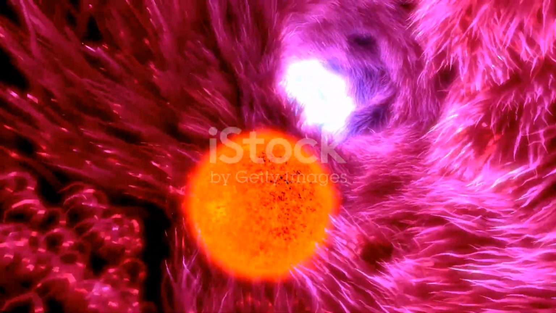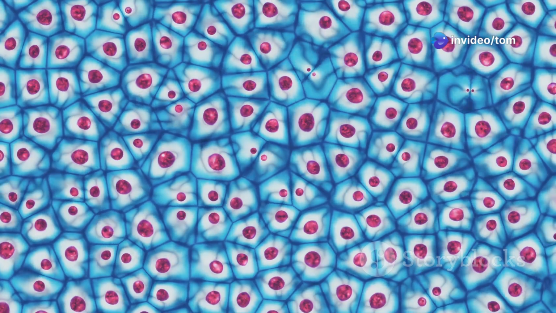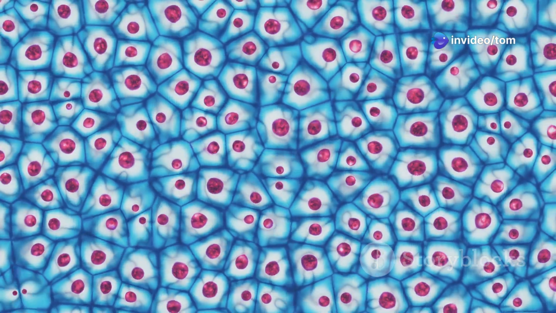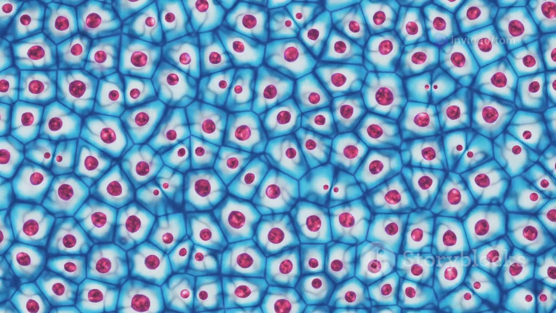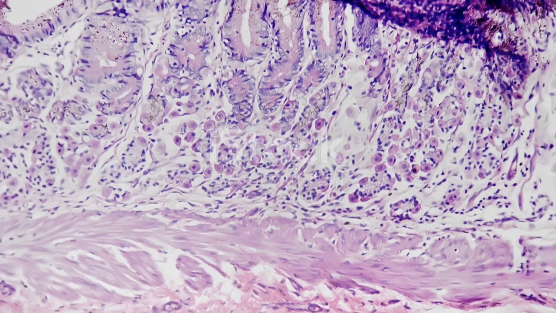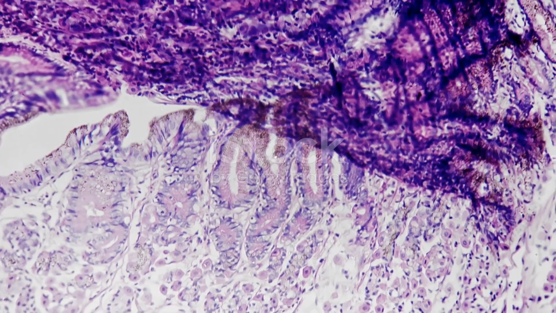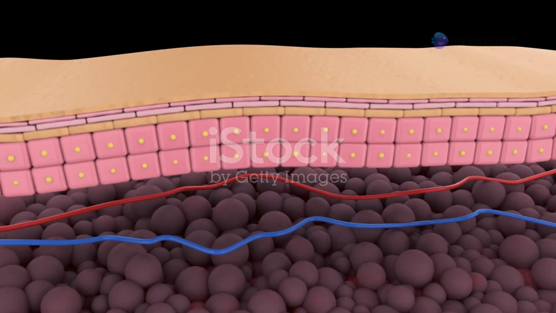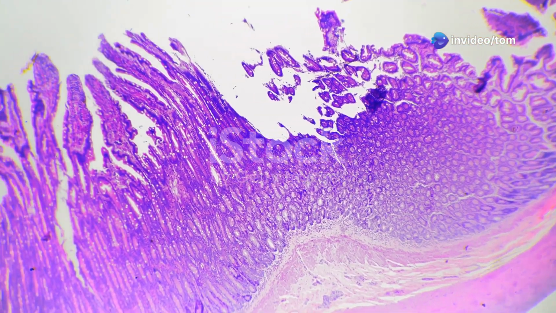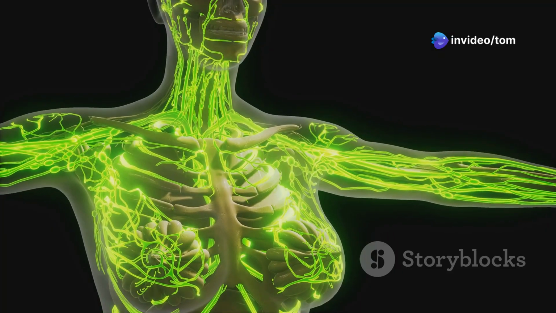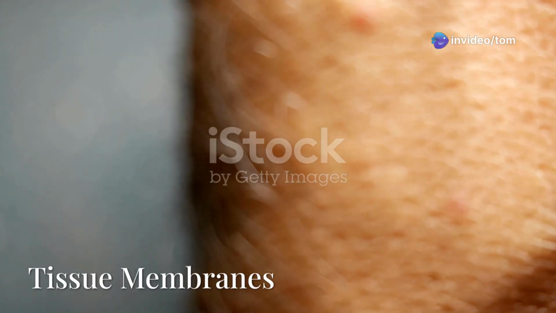A zygote is a single cell formed by the fusion of sperm and ova. It gives rapid mitotic divisions to give rise to many cells forming an embryo. As cells differentiate, 3 distinct germ layers form, from which all tissues and organs originate. These germ layers are the ectoderm, which is the outer layer, the mesoderm layer, which is the middle layer, and the endoderm layer, which is the innermost layer. All tissues originate from these 3 germ layers.